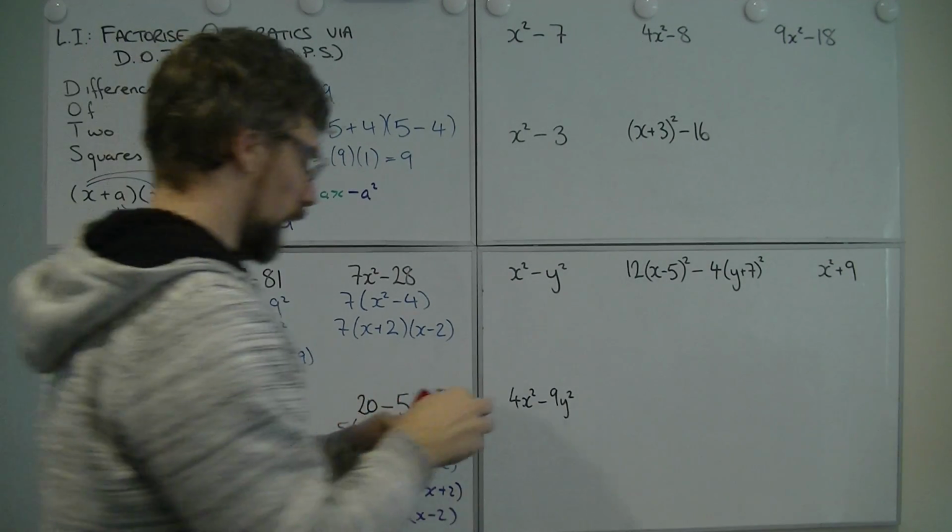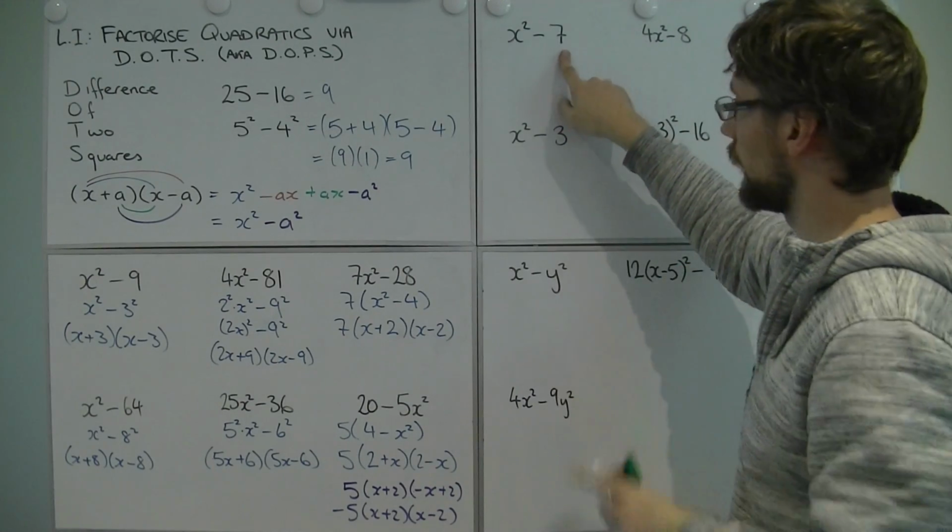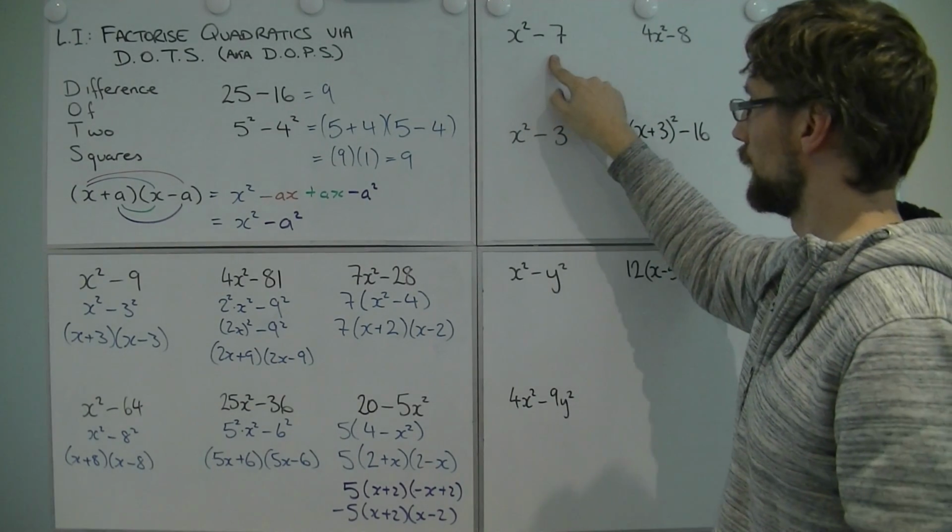Cool. Okay, next bit. x squared minus 7. Oh, well that's not a square, but that's alright. I'll just take out a common... Oh, there is nothing in common.